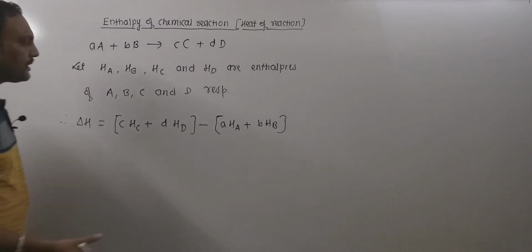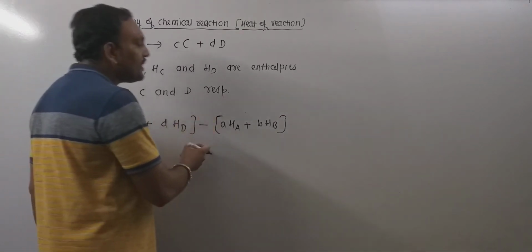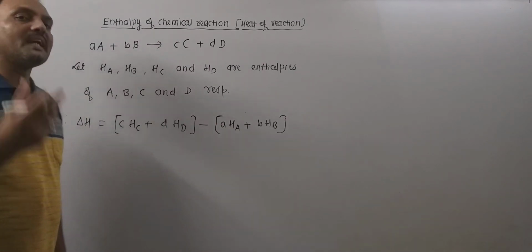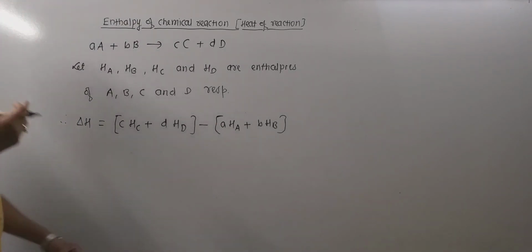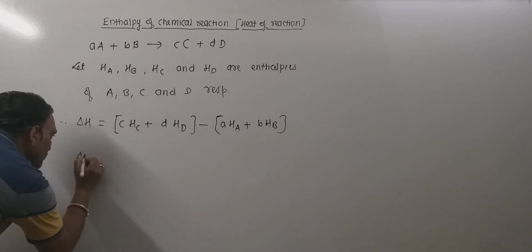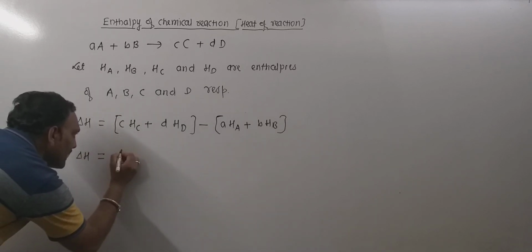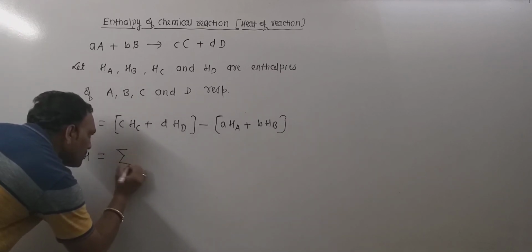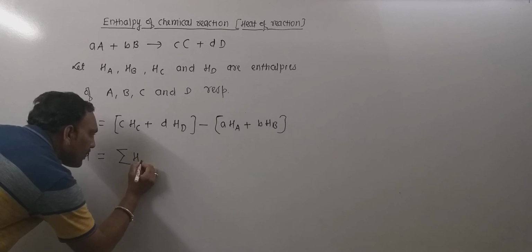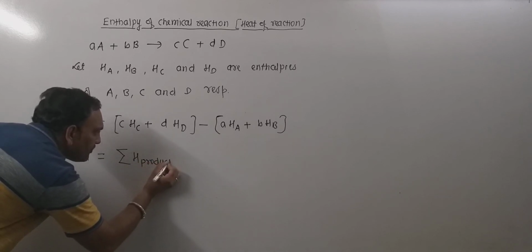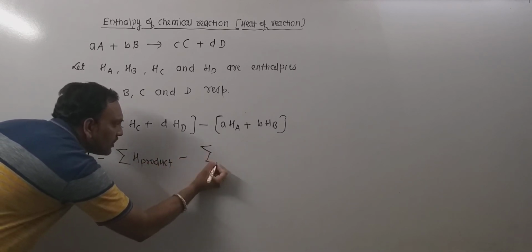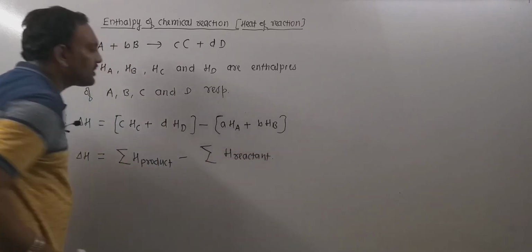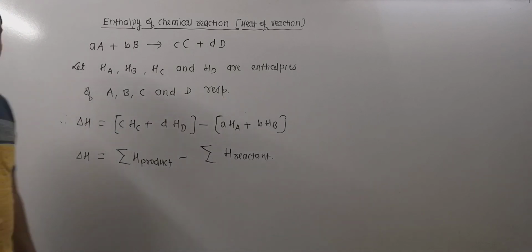If the enthalpy of product minus the enthalpy of reactant gives the enthalpy change of the reaction, then this can be simply summarized as delta H, that is the heat of reaction, the change in enthalpy, what we call, gives the total enthalpy of product minus the total enthalpy of reactant. This gives the enthalpy change of the reaction.